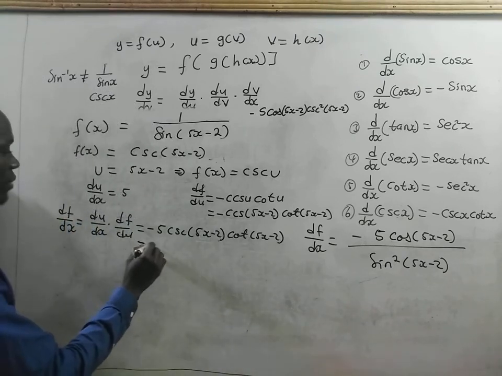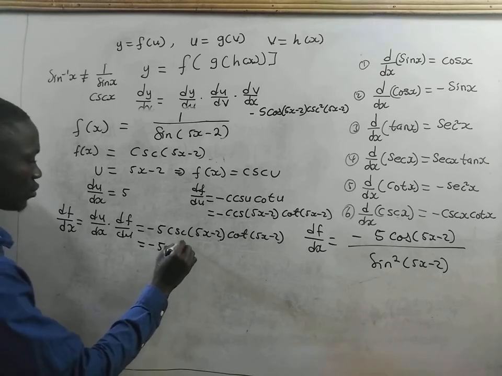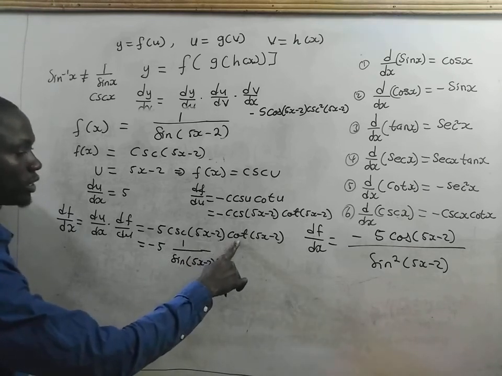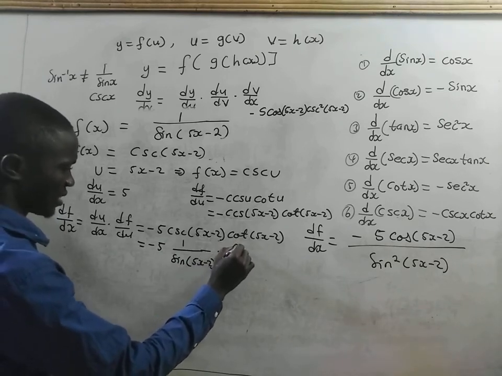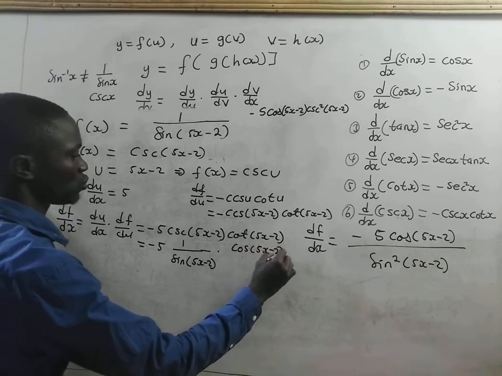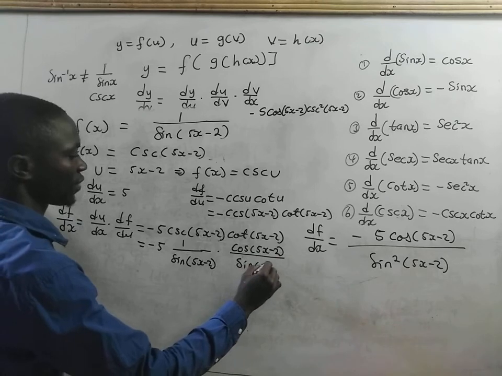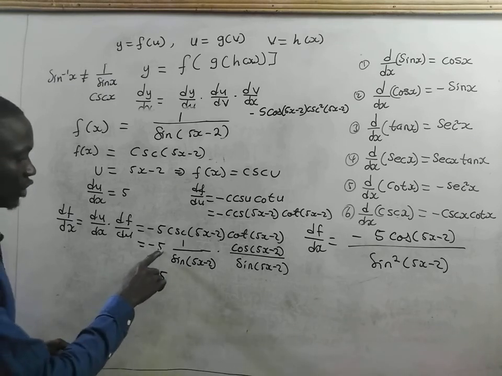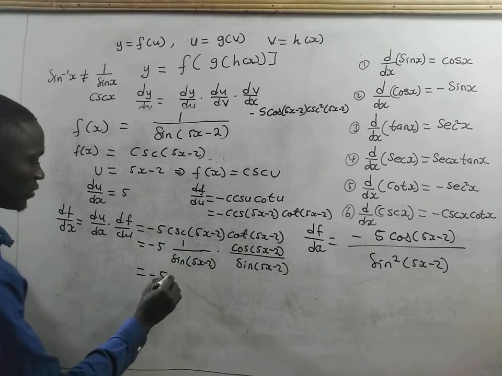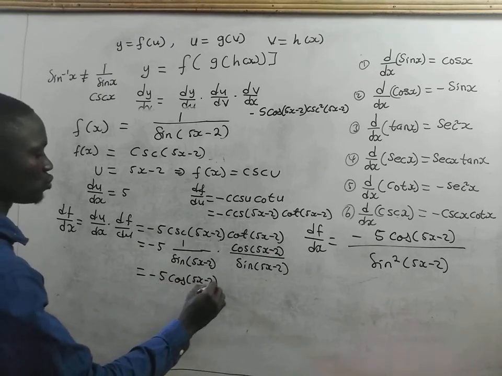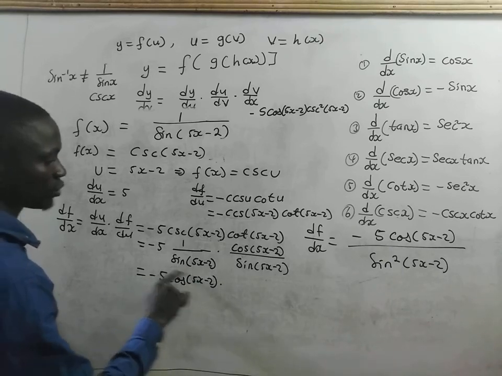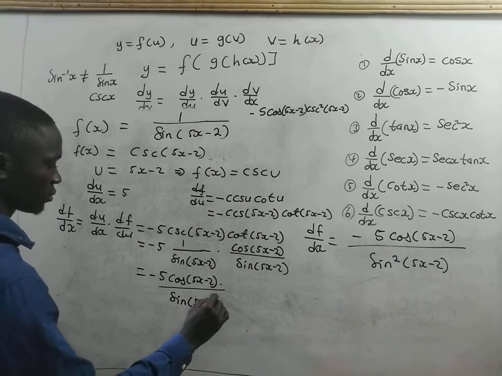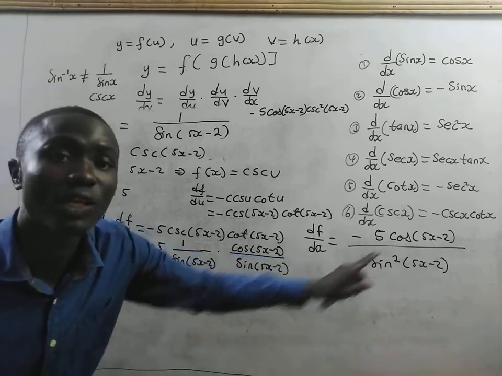Now, this is the same as minus 5 times cosecant, which is the same as 1 divided by sine of 5x minus 2. And cotangent is the same as cosine of 5x minus 2 divided by sine of 5x minus 2. Wow. So this is the same as minus 5, which will multiply everything at the top. So we have minus 5 times cosine of 5x minus 2 times the down ones will also multiply, so I'll have sine of 5x minus 2, all squared. That's what we have here.